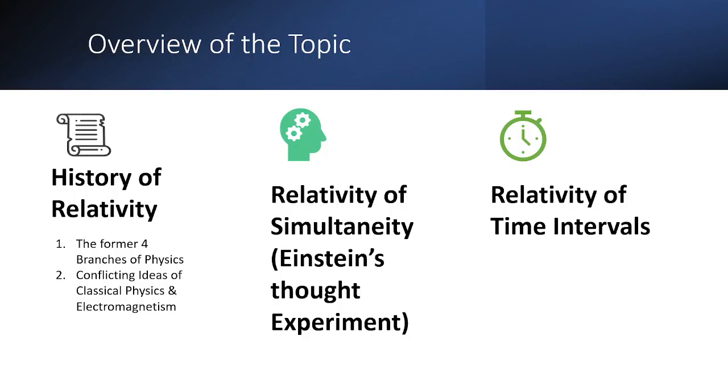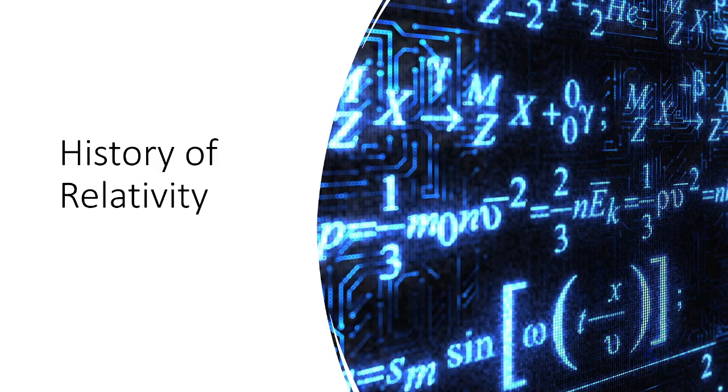Now for the overview of the topic, we'll start with the history of relativity, the former four branches of physics, the conflicting ideas of classical physics, and electromagnetism. Then we'll follow with relativity of simultaneity. In here, we'll discuss Einstein's thought experiment, and finally, relativity of time intervals. Now, for the history of relativity.